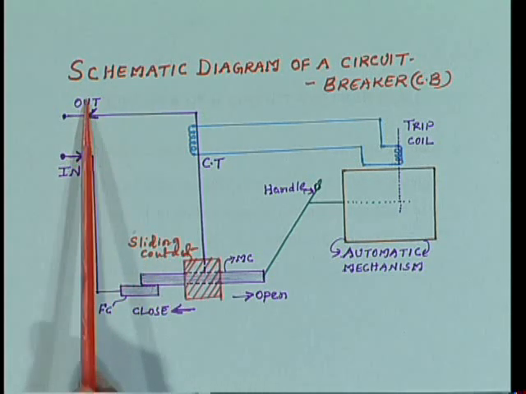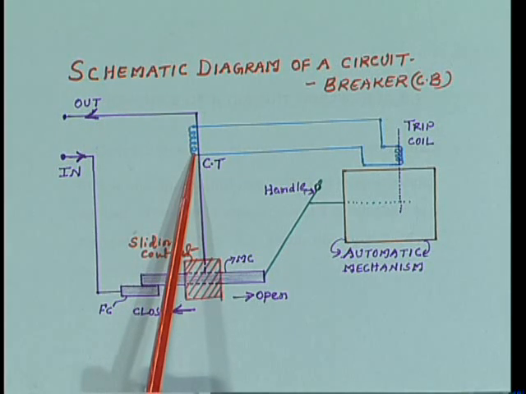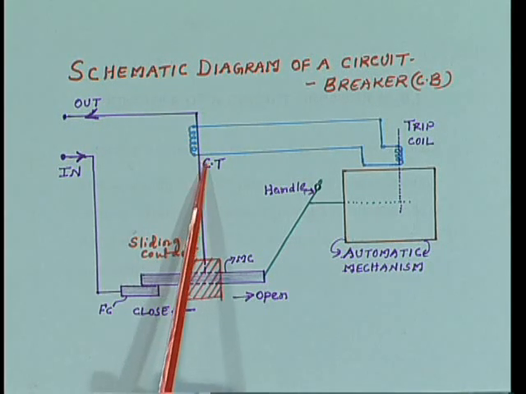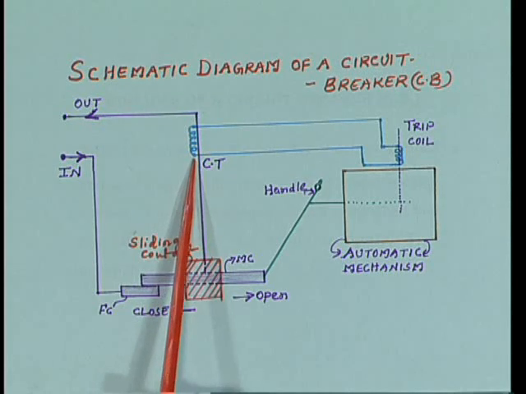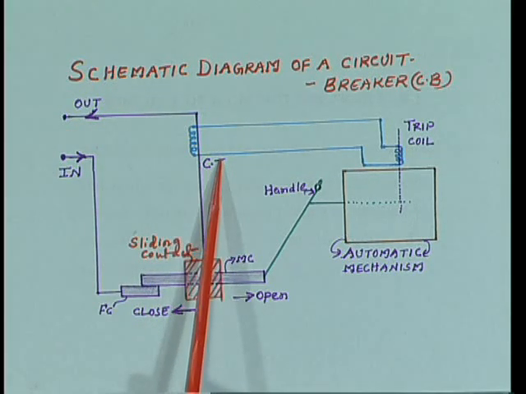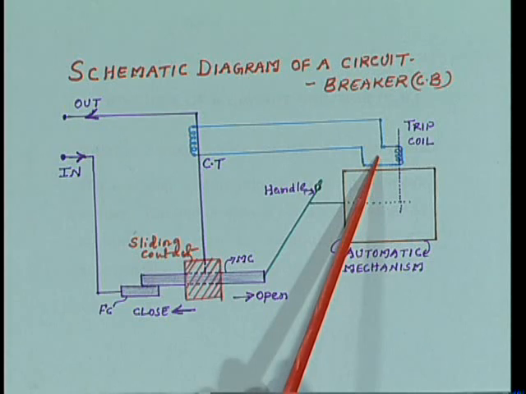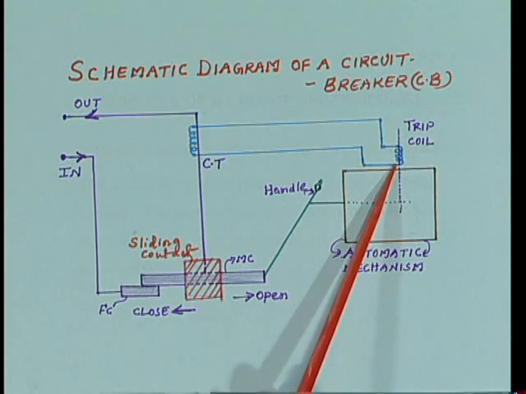Whenever a fault exists on the load side, the fault current will be heavy, so that heavy fault current flows and an abnormal EMF will be induced in the primary of the CT, and a proportionate EMF is induced in the secondary of the CT. Therefore this EMF is sufficient to energize the trip coil. So under abnormal condition, the trip coil energizes.